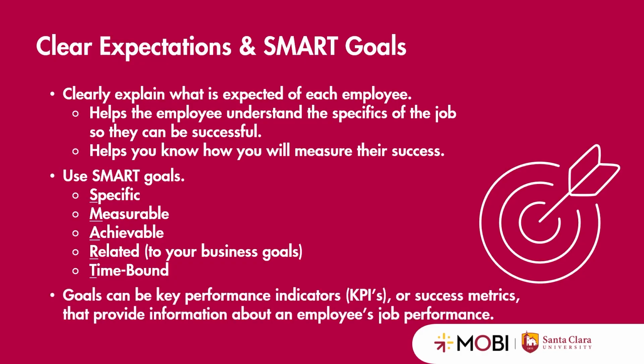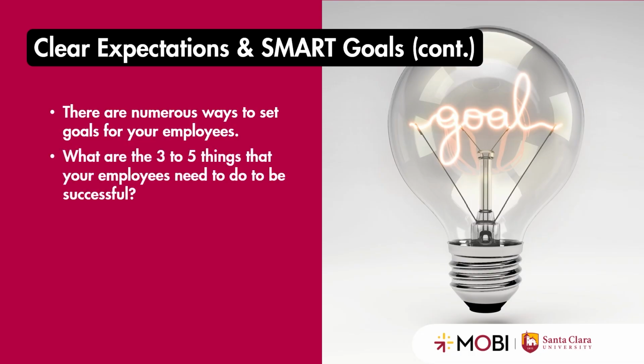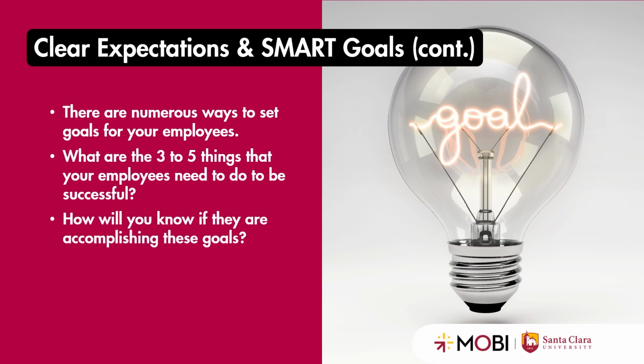Those goals are often thought of as key performance indicators or KPIs, or success metrics that provide information about an employee's job performance. There are numerous ways to set goals for your employees. What are 3 to 5 things that your employees need to do to be successful? How will you know if they're accomplishing these goals?